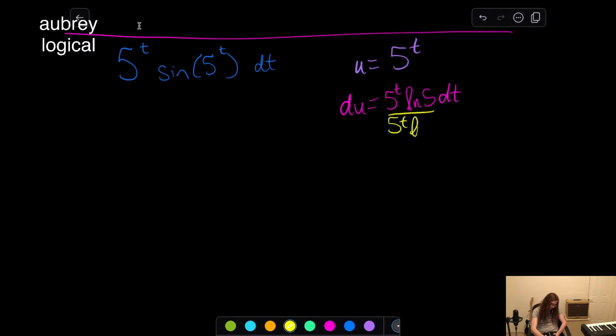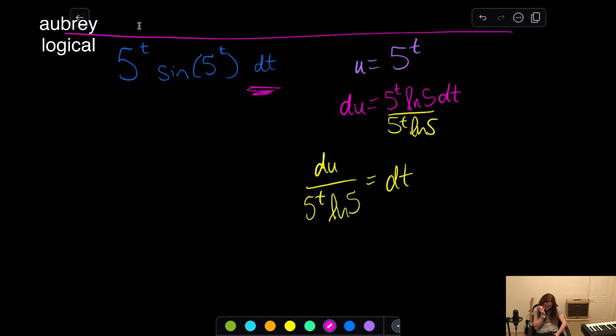Divide by that, and we end up with du over 5 to the t ln of 5 equals dt. And the reason we did this is because we want that.